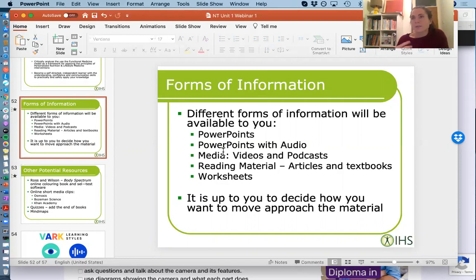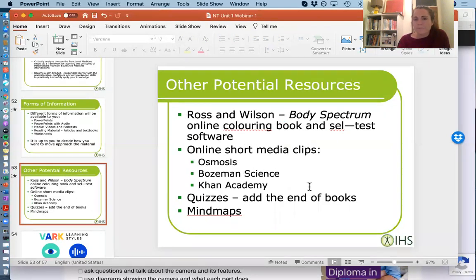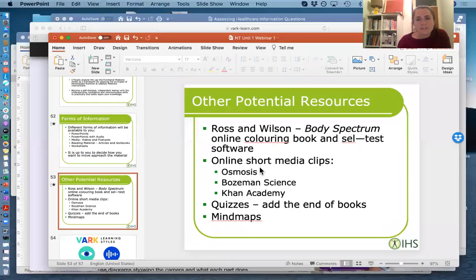Or for example, you might hear some physiology information in units 2 to 4, and you get a lot of the topics that we've explained, but there's one aspect of it that you don't fully get. So you might ask a question on the forum, or there are additional sources of physiology information. So you can see here, these are other potential resources. There are some additional sources like short media clips, and I'll take you in here.